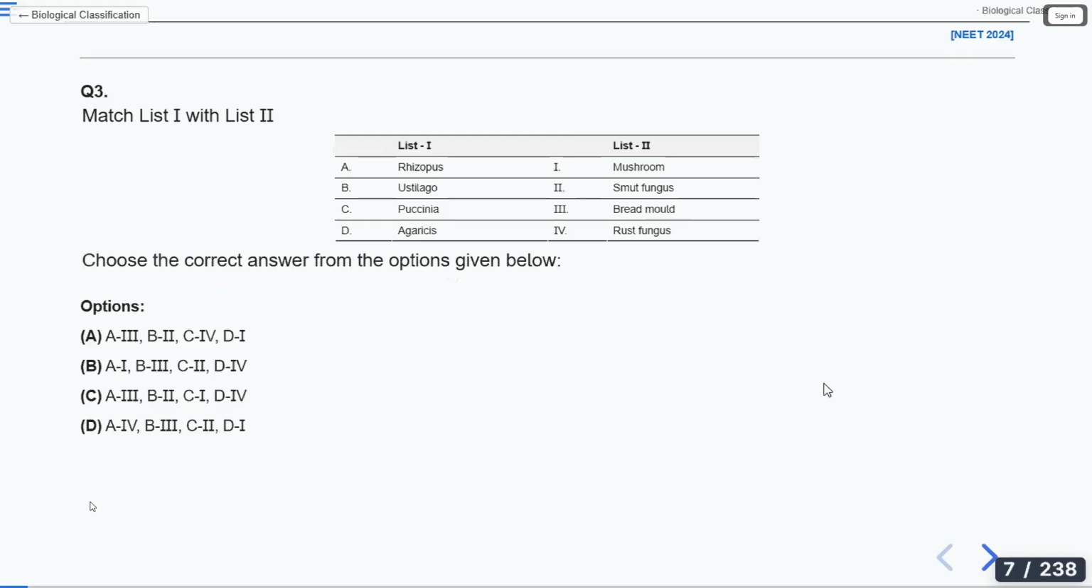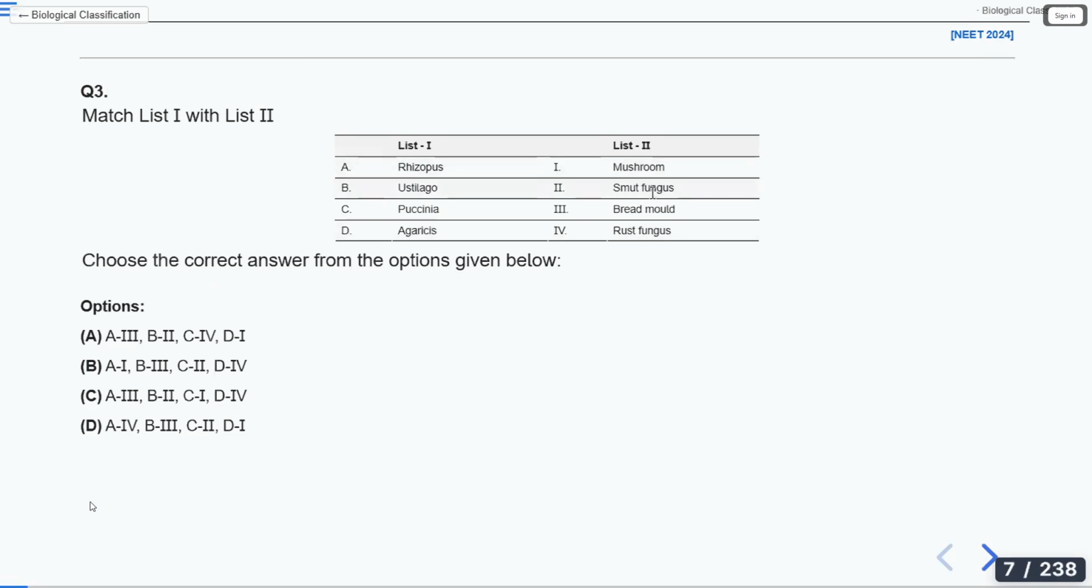So you have to match list 1 with list 2. Try the options. Rhizopus, Ustilago, Puccinia, Agaricus. What is Rhizopus? Let us match. What is Rhizopus here? Try. Give the answers. Rhizopus. Which one?